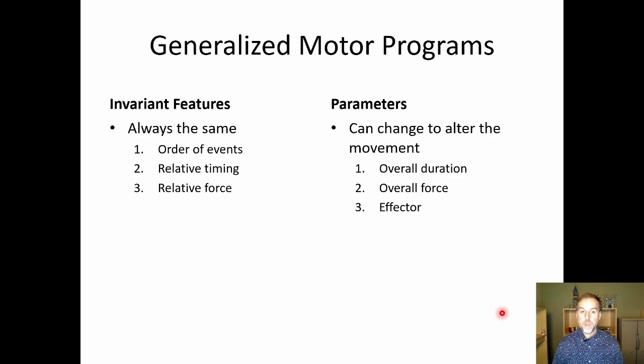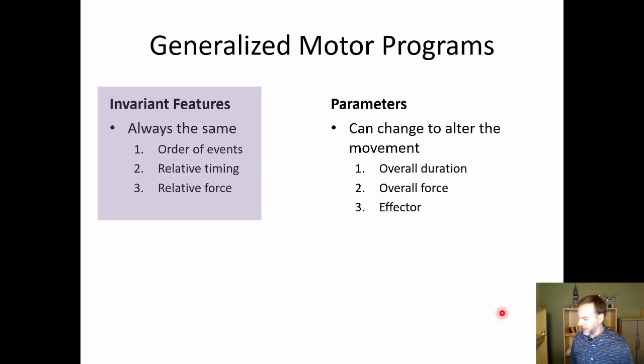So there are 3 invariant features and there are 3 parameters. And we'll go over the invariant features first. And as we discuss them, we'll also see the first 2 parameters. So the invariant features are the things that have to always be the same for it to be the same generalized motor program. It's the order of events, the relative timing, and the relative force. And we'll look at examples of these.